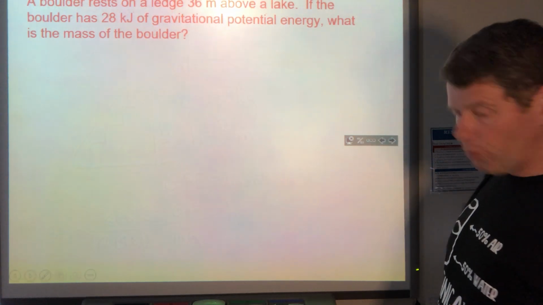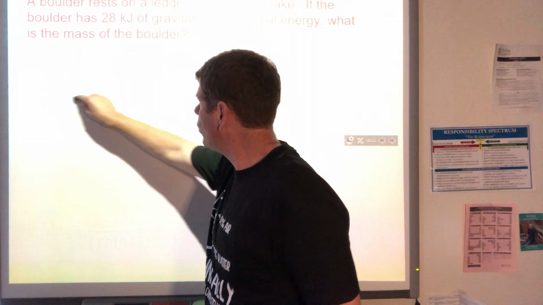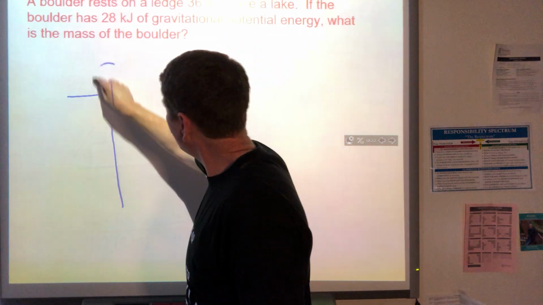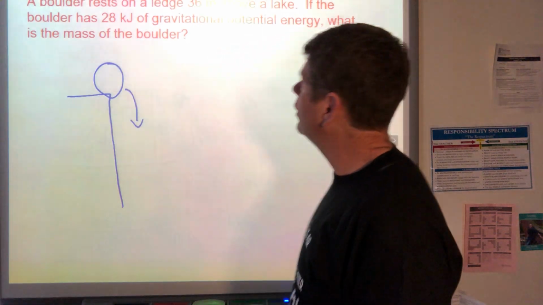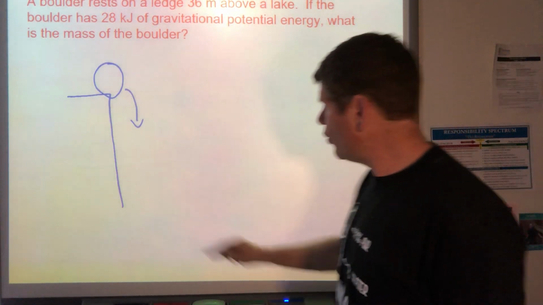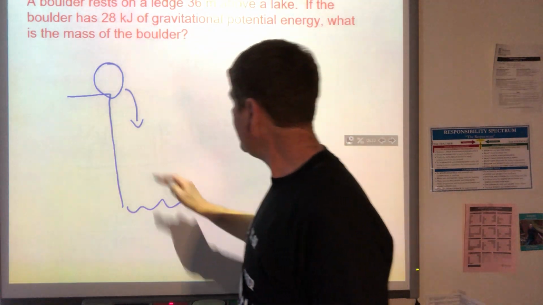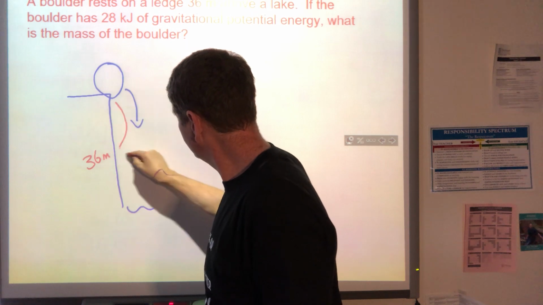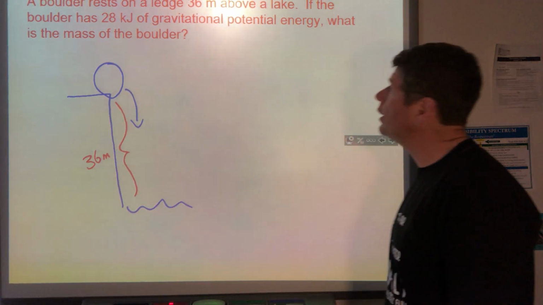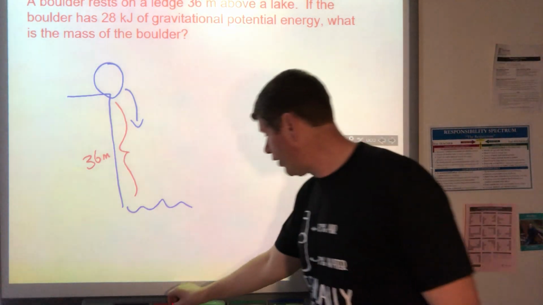Okay, let's do another problem. This time we have a boulder on a ledge. The dreaded boulder. There's a lot of boulders on ledges in physics that are waiting to fall. All right, and it says that it's 36 meters above a lake. So there's our lake, 36 meters to the bottom of the lake. The boulder has 28 kilojoules of gravitational potential energy.